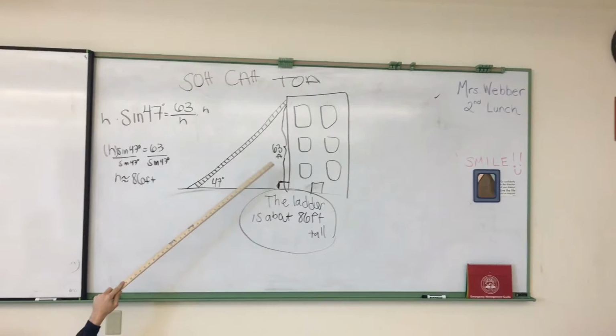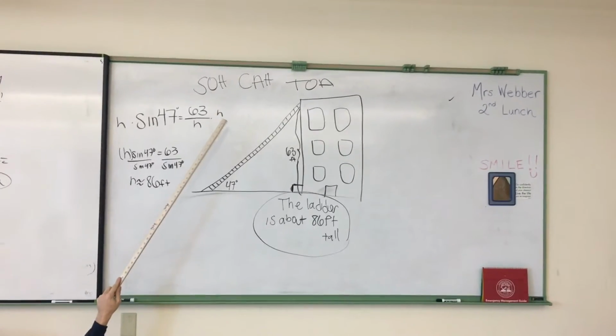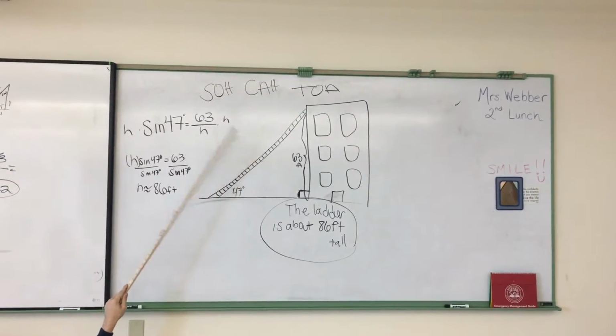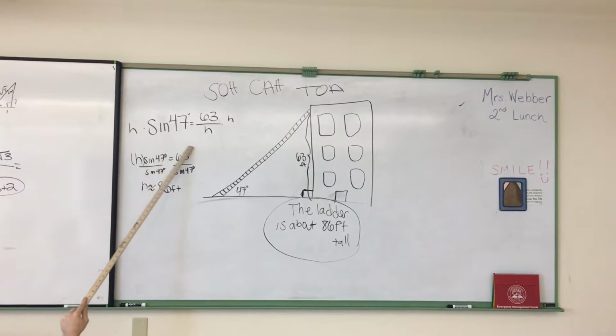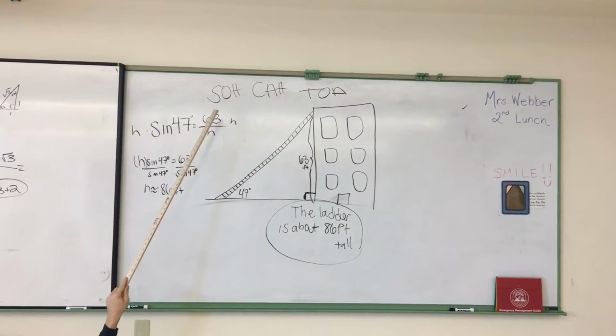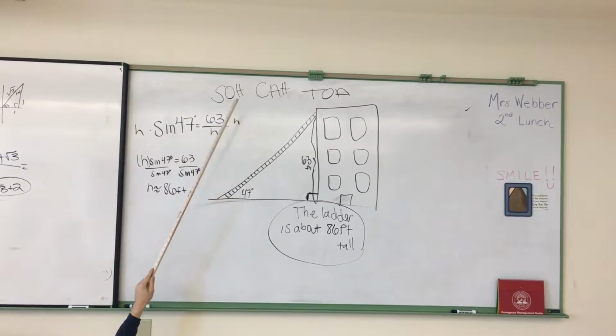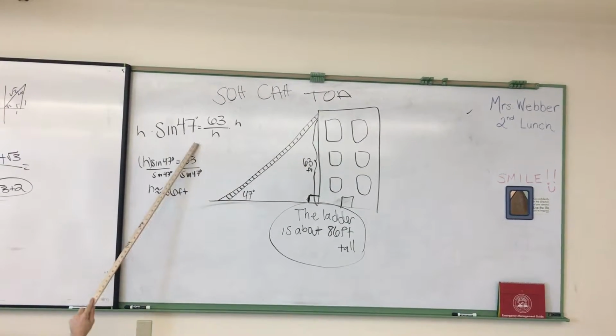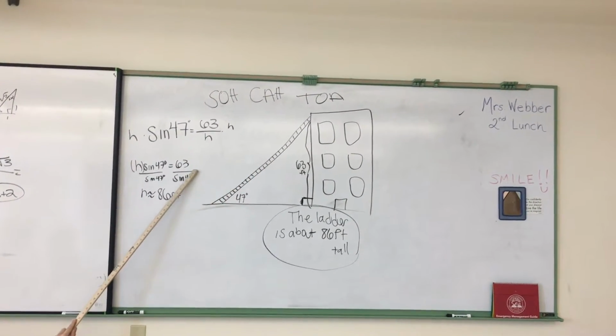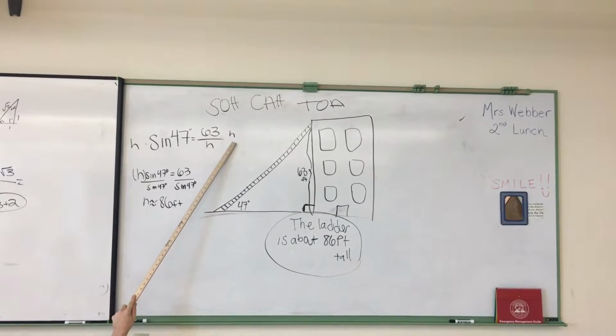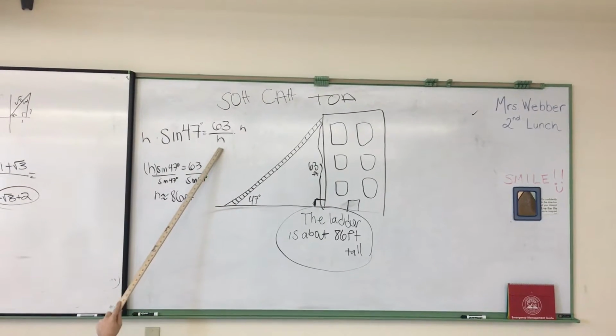So I'm basically going to show you how we got this answer to find the length of the ladder. I took the sine of 47, this angle here, so we did opposite over hypotenuse. So I took 63, the opposite, and I did it over the hypotenuse, which is h. And then I multiplied it by h to get that out of there.